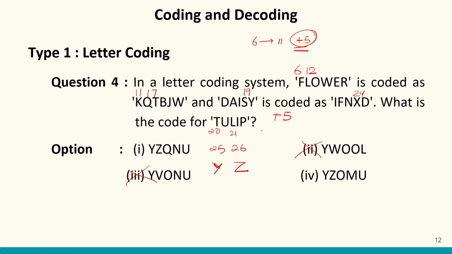So let us look. L is coded as how much? L is coded as 12 and we have to move 5 positions forward. So the 17th code, which is Q. So our answer will be option number 1, YZQNU.